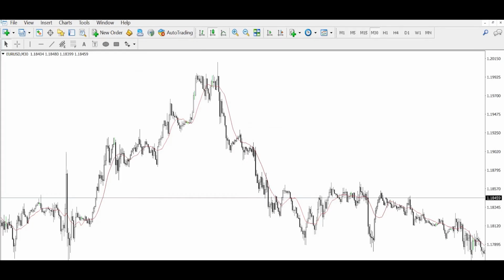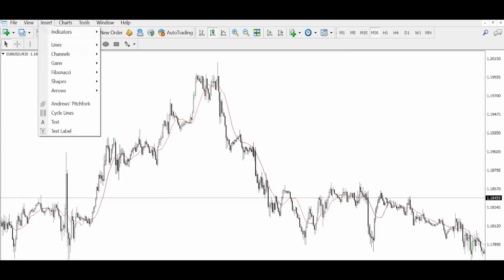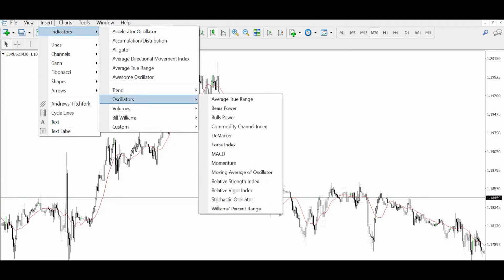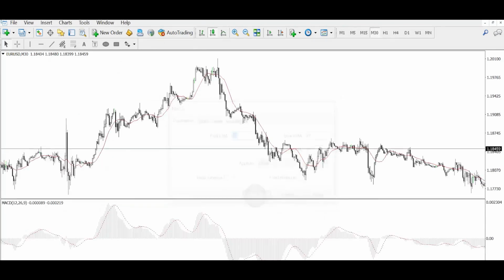But when I use an oscillator, for example, I go to insert, indicator, oscillator and activate something like the MACD oscillator. The oscillator has its own separate window. So this was the first difference that we could see.